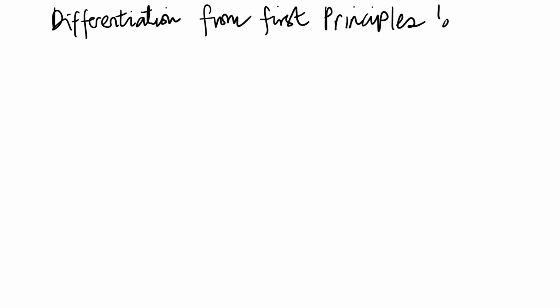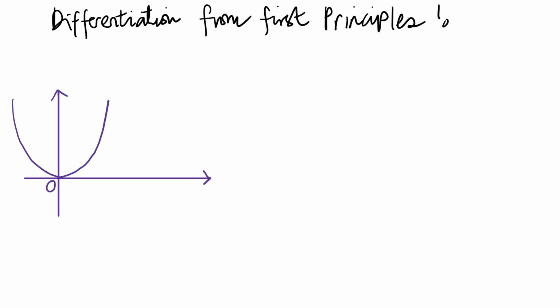Now we have come to the interesting part. I'm going to show you how to find the gradient of a curve at any point using differentiation from first principles. Let's start off by having a curve. The name of this curve, y equals x squared, is a quadratic curve. Next, let's have a line. This is not a tangent line, because this line cuts the curve at 2 points.